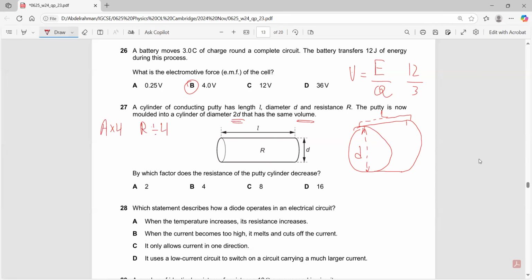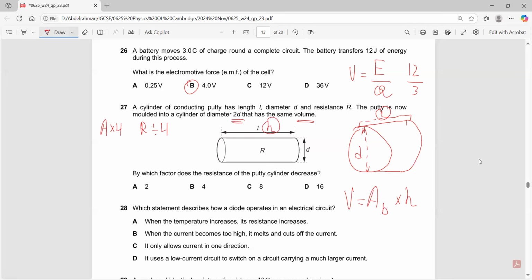Why? Because you haven't taken into account that the length has also changed. The length has decreased. Why? Because this is the same volume. So the length will now decrease. Volume equals the area of the base times the height, or the area of the base times the length. Isn't this length the height?